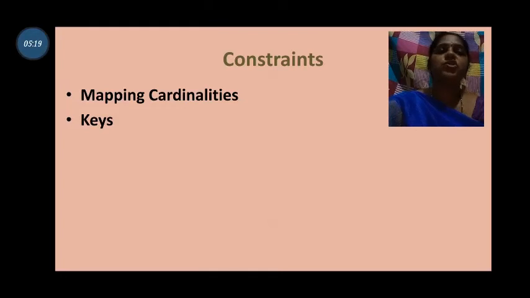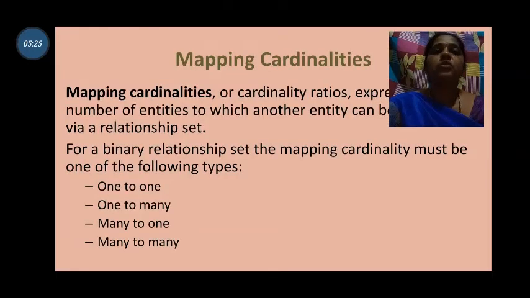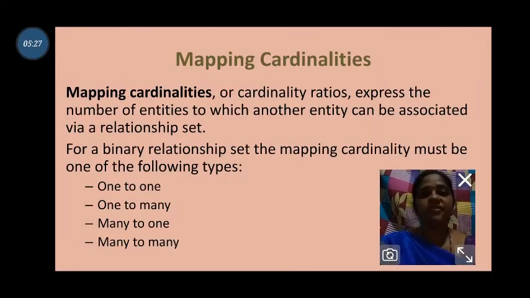The next one is constraints. So how can we set constraints? By using the mapping cardinalities and the keys. This mapping cardinality is defined as a cardinality ratio that can be expressed as the number of entities to which another entity can be associated through a relationship set.